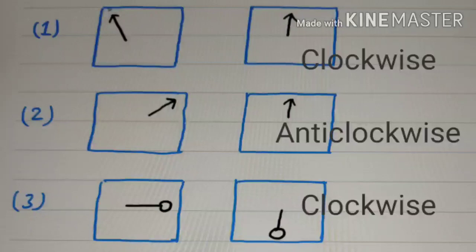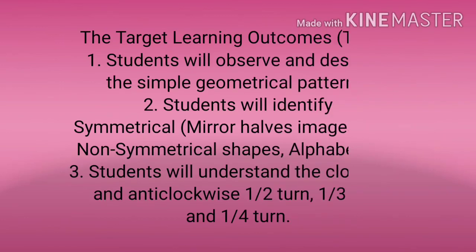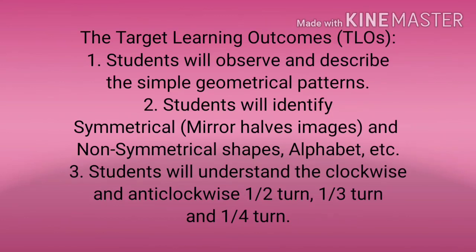So in this video we have known different 3 concepts related to our chapter. We have known about observation and description of simple geometrical patterns. We have also known identification of symmetrical and non-symmetrical shapes, alphabets, etc. And we have also known about understanding of clockwise and anti-clockwise direction. We have also known about the turn, half turn, 1/3 turn, 1/4 turn, complete turn.